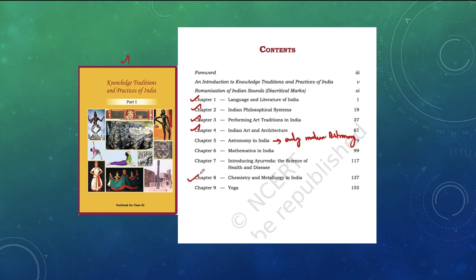And while reading chapter number 8, you need to have a good understanding, especially of the metals, like how it has evolved in India. You can look at the timeline, and with respect to yoga, you need to study especially the schools of yoga, only that is important for the preliminary examination. So these are the things you need to cover, especially from this 11th standard Knowledge, Traditions and Practice of India.